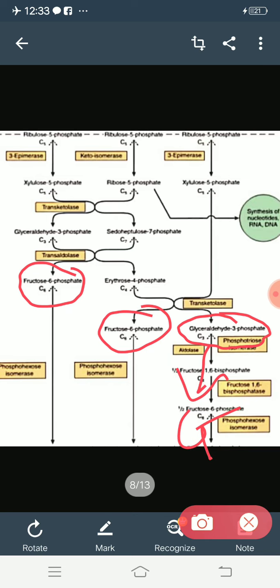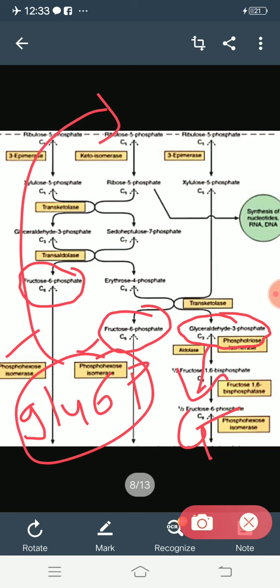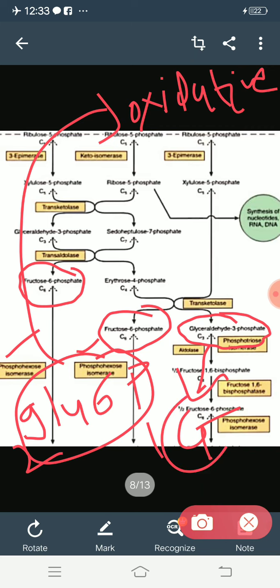Next, the enzyme phosphohexoisomerase will act on this fructose 6-phosphate, and it produces glucose 6-phosphate. This glucose 6-phosphate further goes for the oxidative phase. This is all about the non-oxidative pathway. What is lastly produced? 2 molecules of glucose 6-phosphate and 1 molecule of glyceraldehyde 3-phosphate. This goes for glycolysis, and this goes again for the HMP shunt.